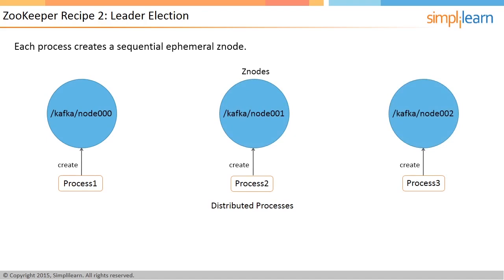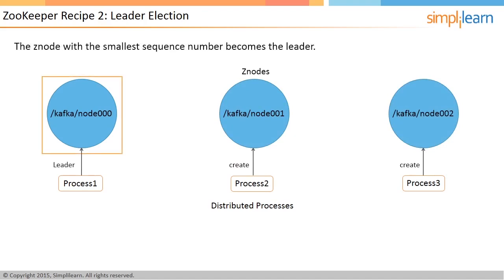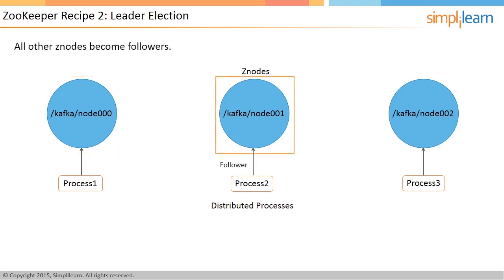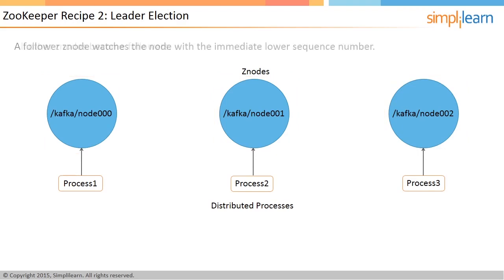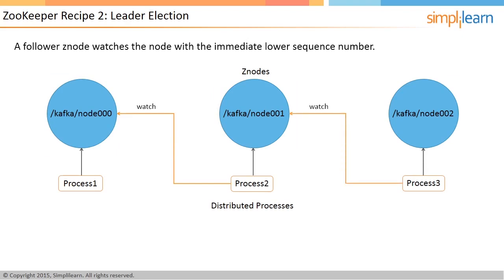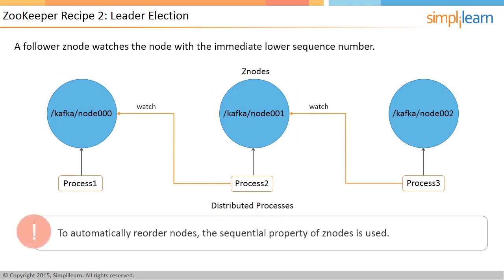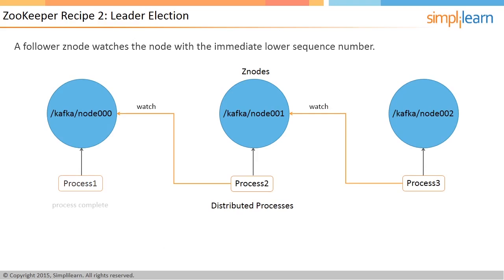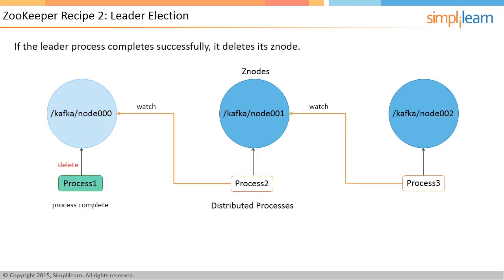If Process 1 completes successfully, it deletes the znode /Kafka/node0. This alerts Process 2 as it has a watch on the leader znode. Now Process 2 becomes the leader as it has the lowest sequence value. Process 3 remains a follower as the preceding znode is not modified. In this case, the watch feature serves to change the leader. This process helps you avoid a race condition. Note that only Process 1 and Process 2 are handling the leader change.